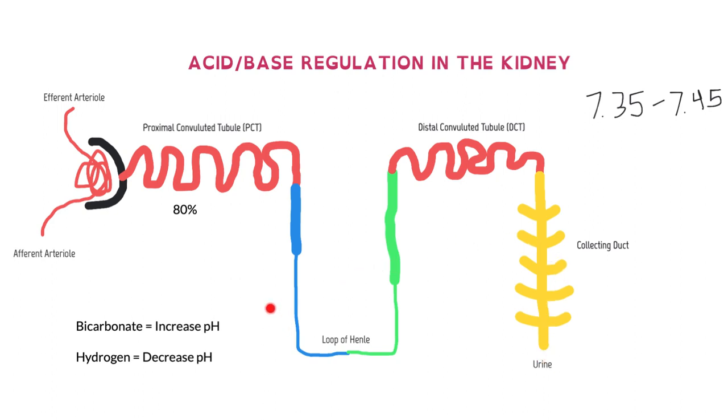To do the opposite and lower the pH, the kidney will decrease the rate of both of these actions. The major parts of the nephron that will be active in these processes are the PCT, the DCT, and the collecting duct. The PCT will reabsorb 80% of bicarb filtered through the glomerulus, so we'll start there.